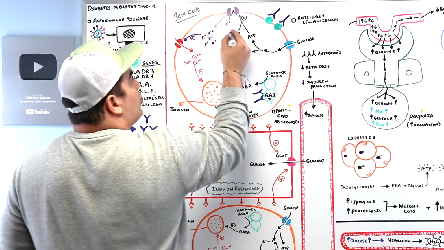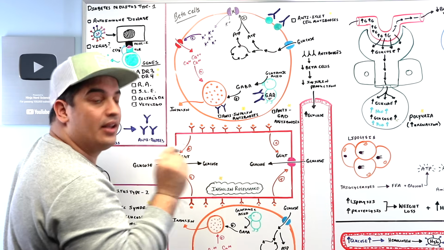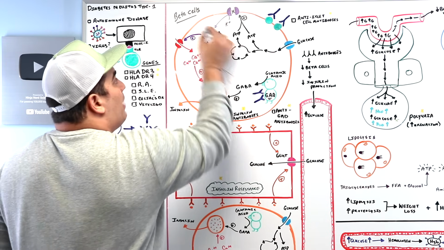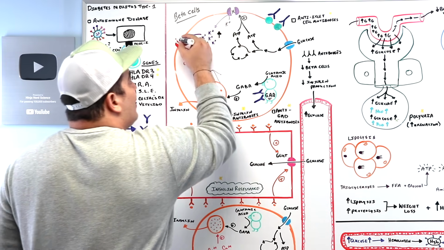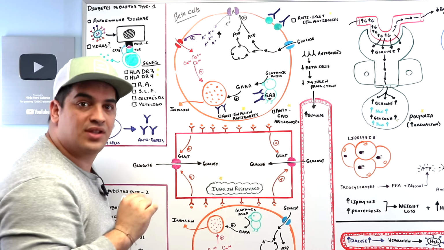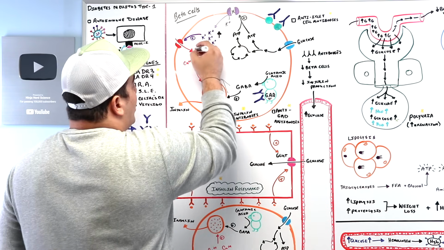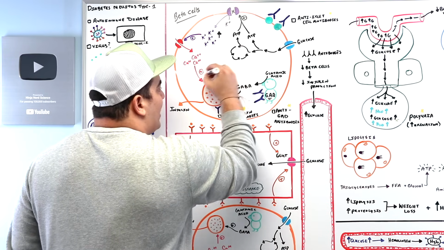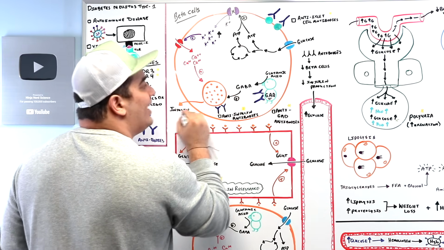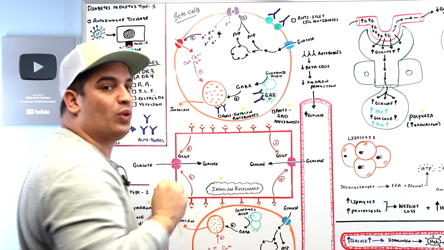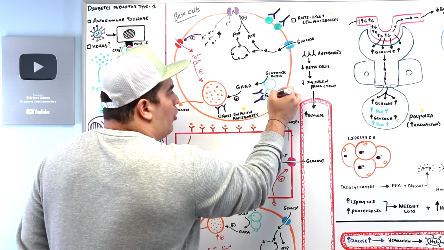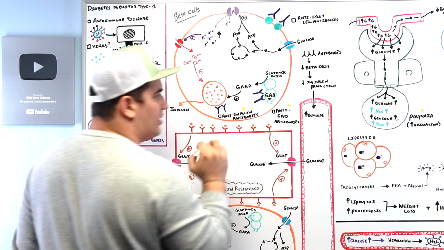Now, when these channels close, potassium can't exit. Potassium builds up inside of these cells and creates a positive charge inside the cell that activates voltage-gated calcium channels. These calcium channels open and calcium rushes into the cell and stimulates these vesicles that contain insulin and stimulate insulin release. In addition to that, there's also an enzyme called glutamic acid decarboxylase.